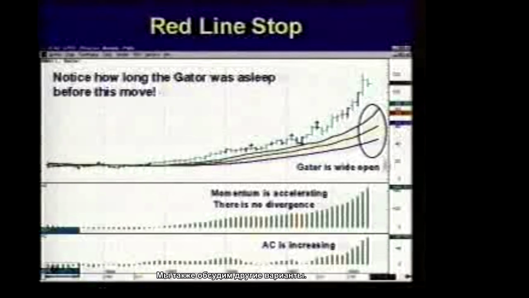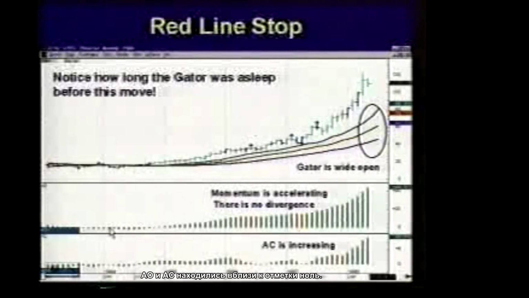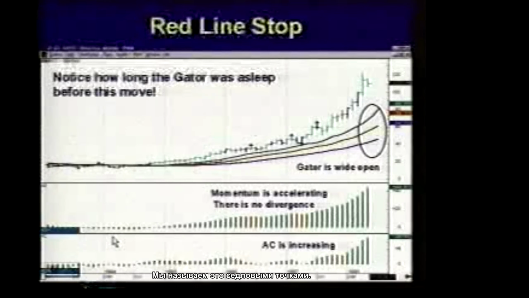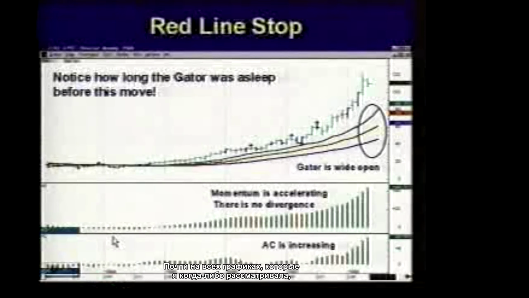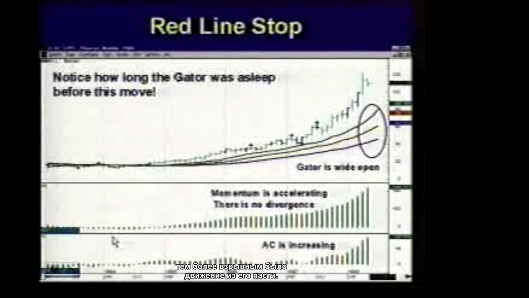We're also going to talk about some other options. But the Gator, notice here, I want you to notice how long the Gator was asleep. Notice these saddle points, how long the AC and the AO were balanced at the zero line. That's what we refer to as the saddle point. Almost every chart I've ever looked at, or every market I've ever seen, the longer the Gator slept, the more explosive the move was when he came out of his mouth.